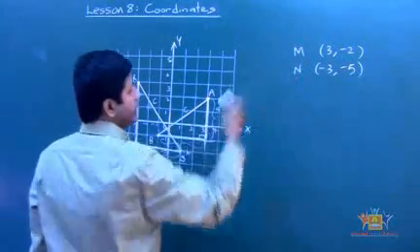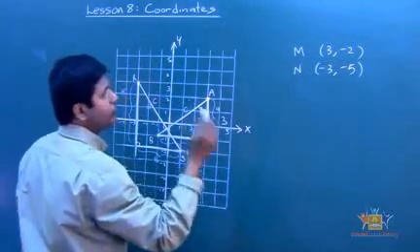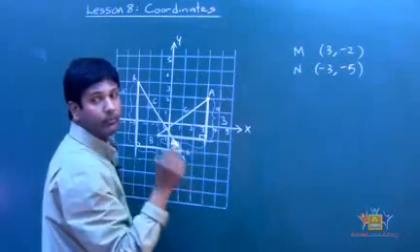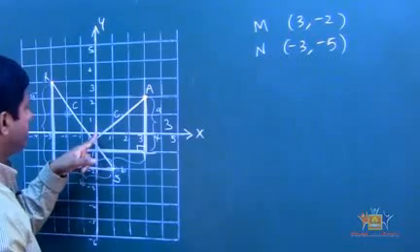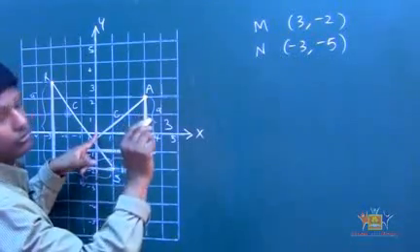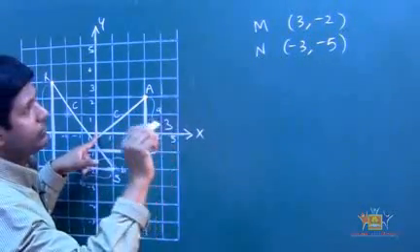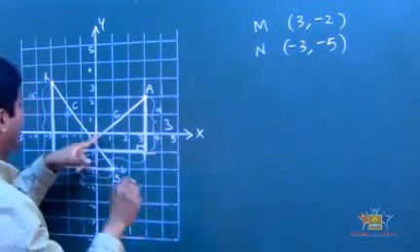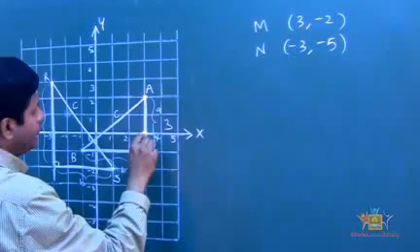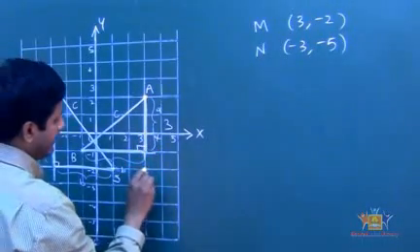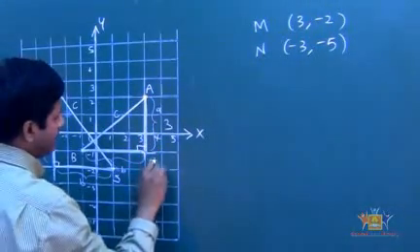Let's do that. Let's plot M first. M is (3, -2). Look for the center point, the origin, which is (0, 0). That means 3 to the right and 2 down. So 3 to the right, 1, 2, 3, and 2 down, 1, 2, right there. That's the point M.